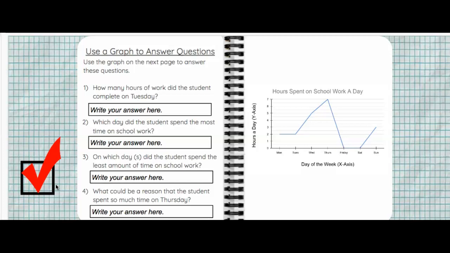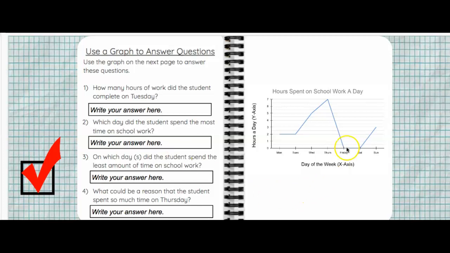Now I want you to practice using this same line graph we've been using, hours spent on a school workday from a student. So there are 4 questions here about this line graph on the opposite page. The first one is, how many hours of work did the student complete on Tuesday? So you can look at this line graph and figure that out and just type over my writing right here, write your answer.